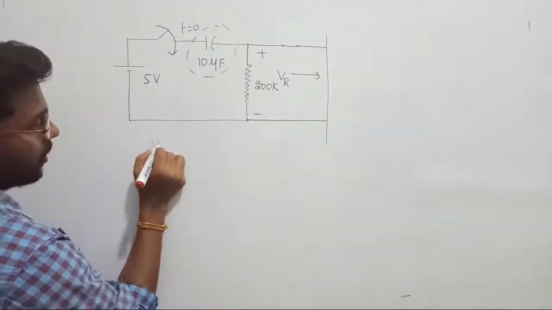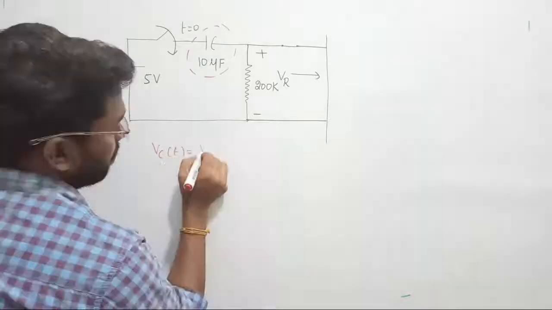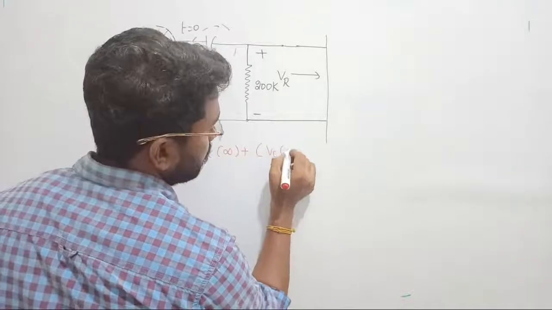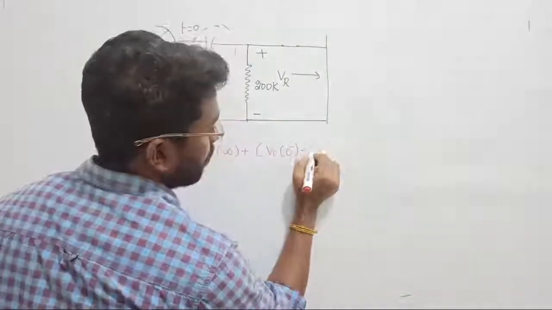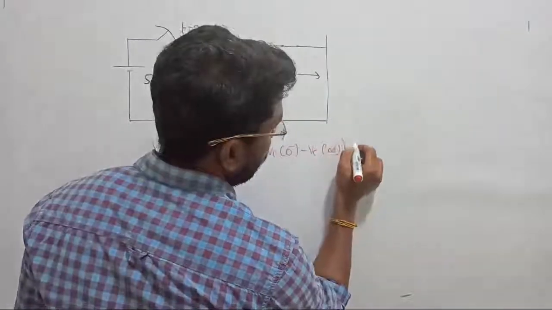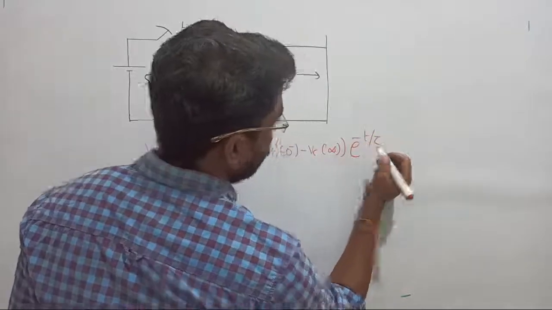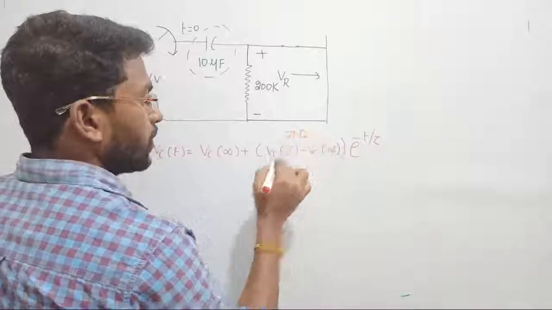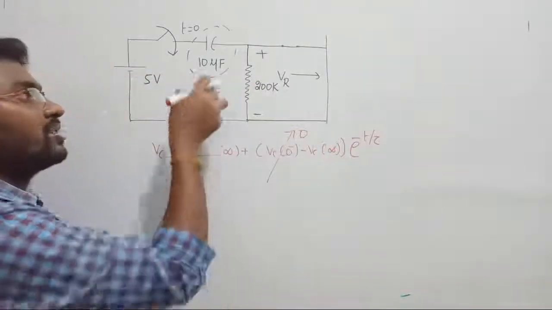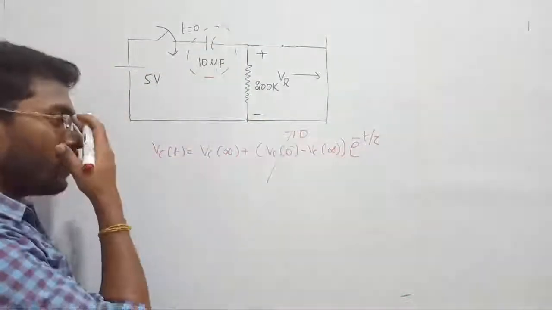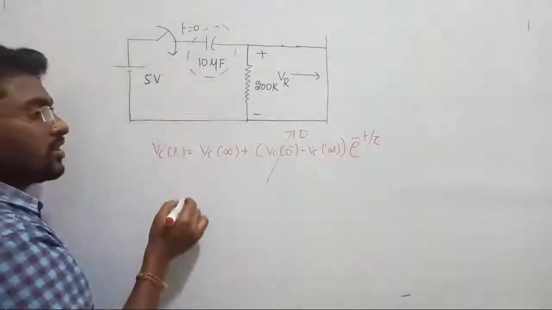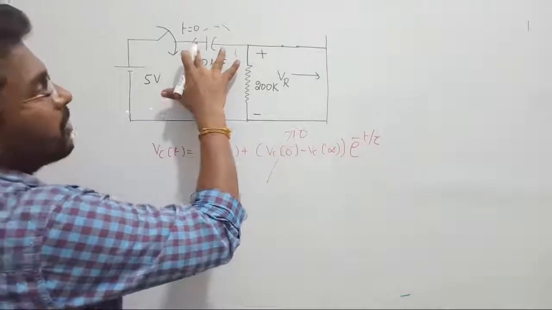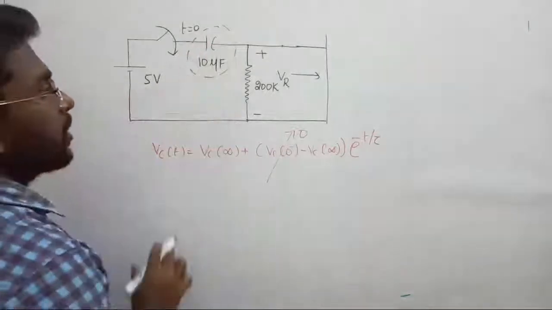What is the formula? Vc of t can be written as Vc of infinity plus Vc of 0 minus Vc of infinity, into e power minus t by tau. Exactly, that is correct. Let us estimate. Vc of 0 minus is 0 because they did not give any initial voltage across the capacitor. Final voltage: after closing the switch, at t equal to infinity the capacitor will be open circuit. If it is open circuit, then the supply voltage simply drops across the capacitor.